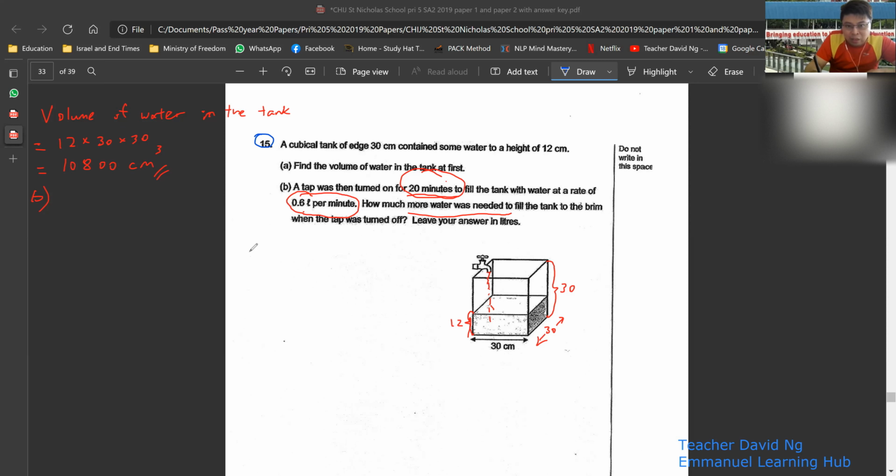You think for a moment now, they purposely give you 0.6 liter. Should you use 0.6 liter in your calculation? Or should you not? Yes. So you should use 0.6 liter in your calculation. Yes or no? Yes. You should use 0.6 liter in your calculation. Okay, why would you use 0.6 liter in your calculation?